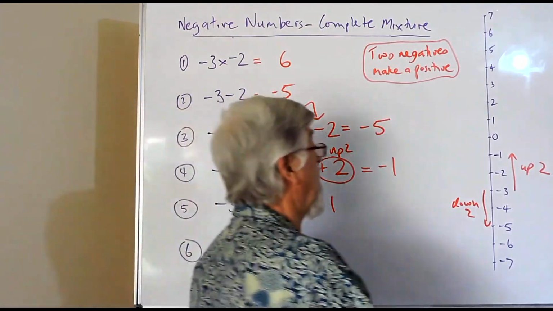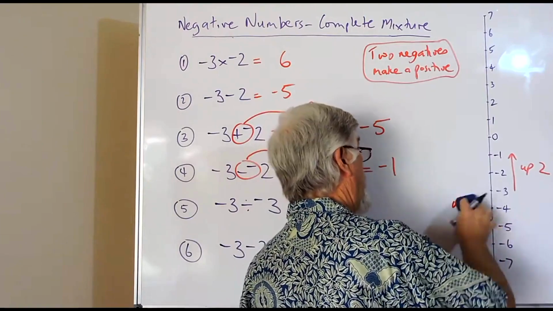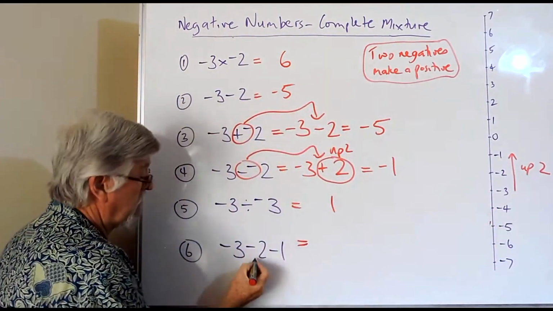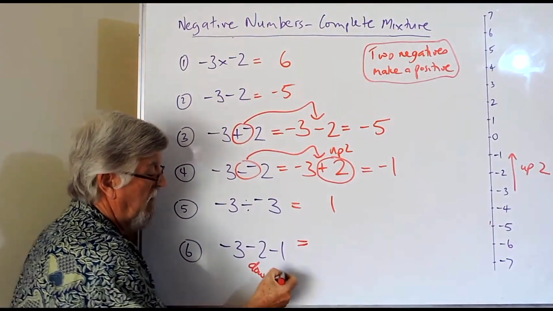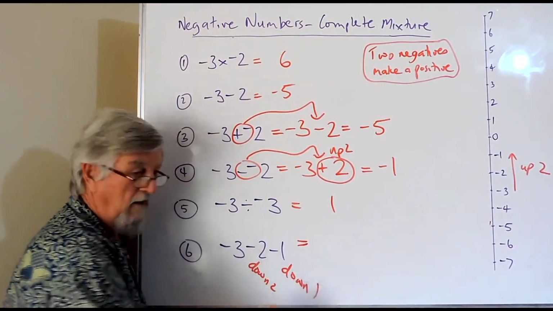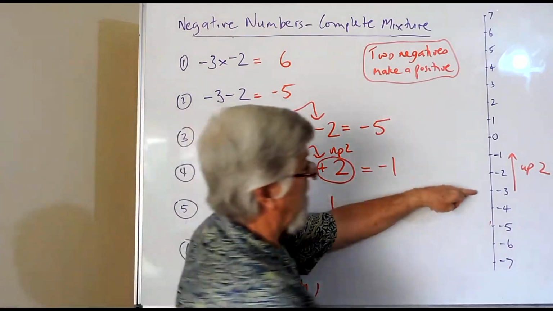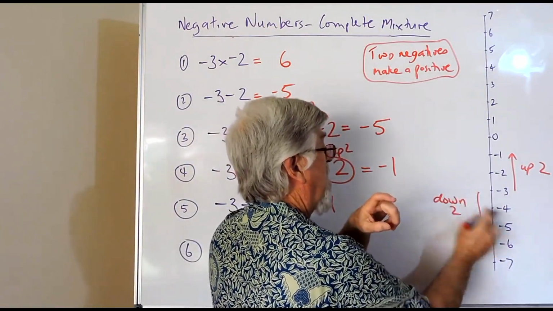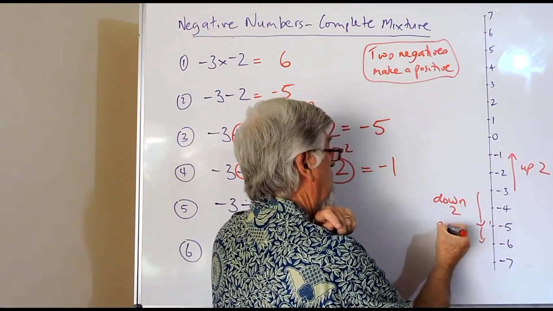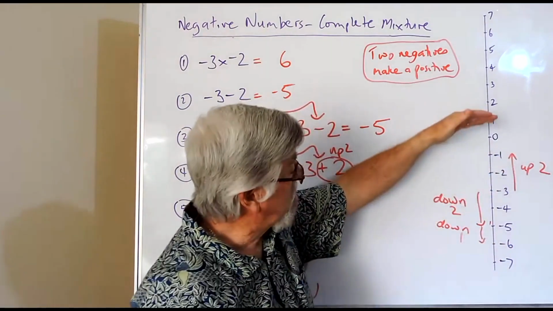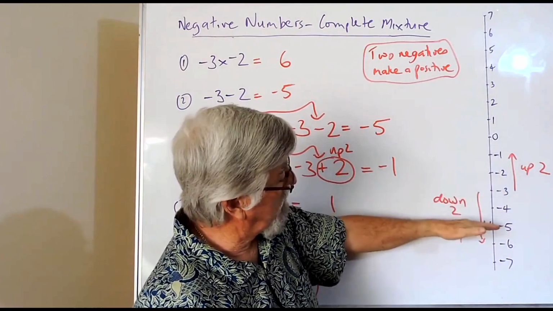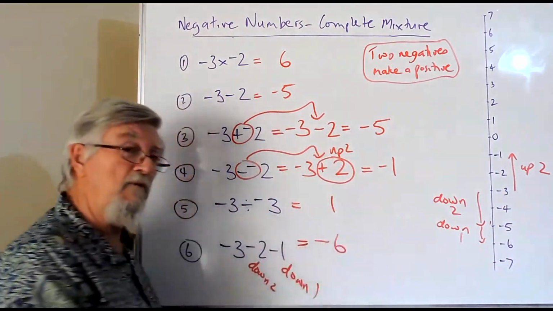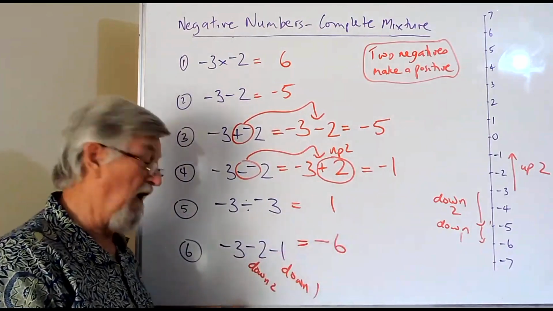For a little bit of difference, if I started at negative 3, this one's saying down 2, and this one's saying down 1. So start at negative 3, I go down 2, and then go down 1. So I start at negative 3, I go down 2, I'm at negative 5, I go down another 1 and I'm at negative 6. So these numbers just keep counting up and down.